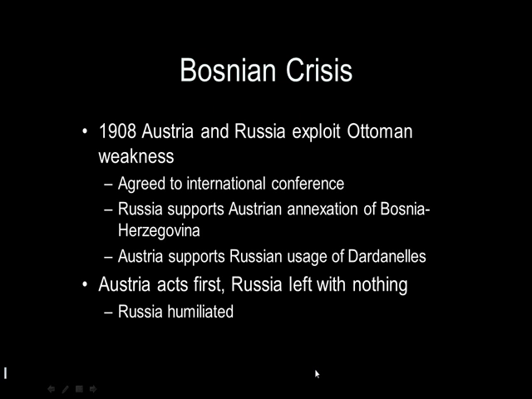The first crisis that makes Austria and Russia hate each other even more than they already did happened in 1908, the Bosnian crisis. There was a deal worked out. The Austrians wanted to take over Bosnia. The Russians said, we will support you.